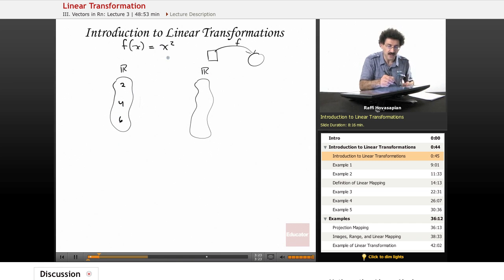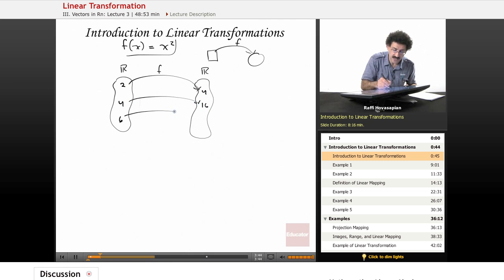Here's what this function is doing. You're taking a number from the reals, the set of real numbers. You're performing an operation on it, this so-called f, which is defined by this, okay? And you're getting back another number, 4. You're taking a 4 and you're coming over here, you're squaring it, you're getting a 16. You're taking a 6 and you're coming over here, you're getting a 36. So as it turns out, what you're doing is you're mapping 2 to 4, you're mapping 4 to 16, and you're mapping 6 to 36, and so on.